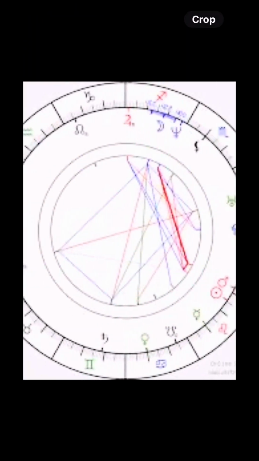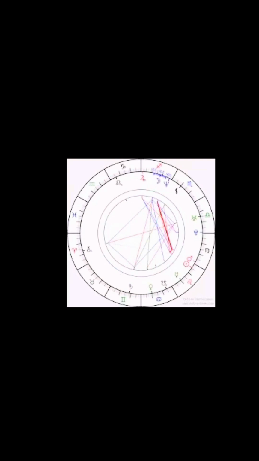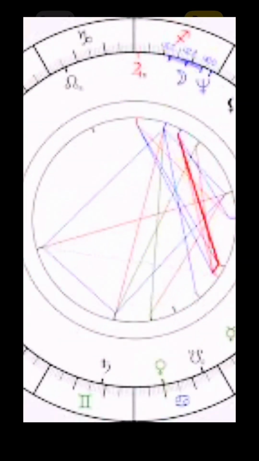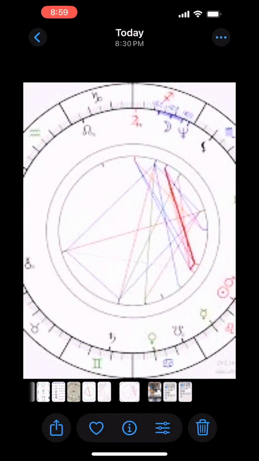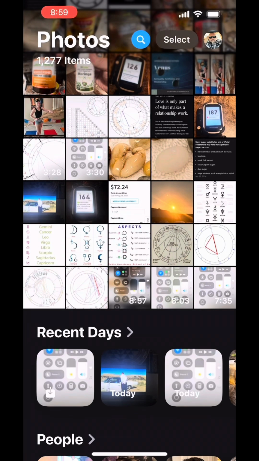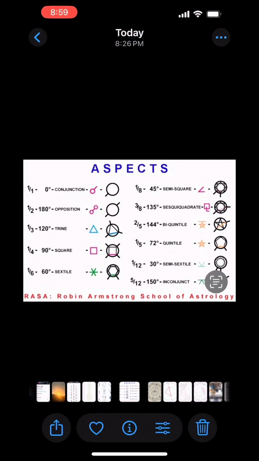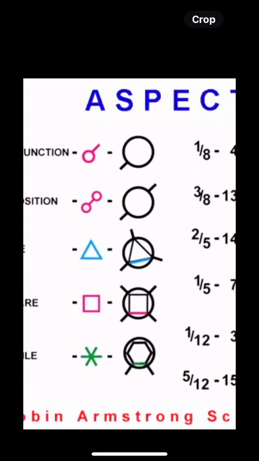But you're looking at it like, what is this? It's too many lines, right? It can be very confusing. I get it. So we're going to go into this. Aspects. We start with conjunct.